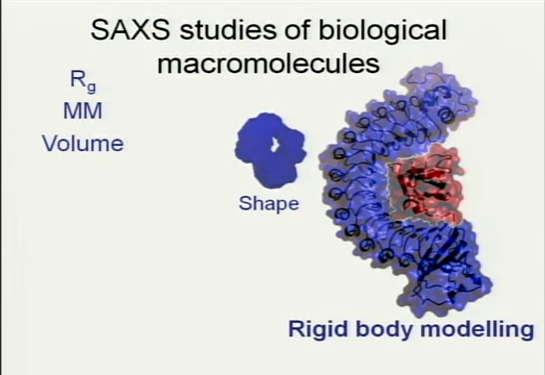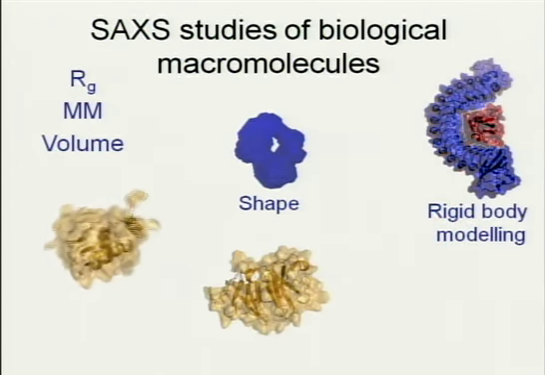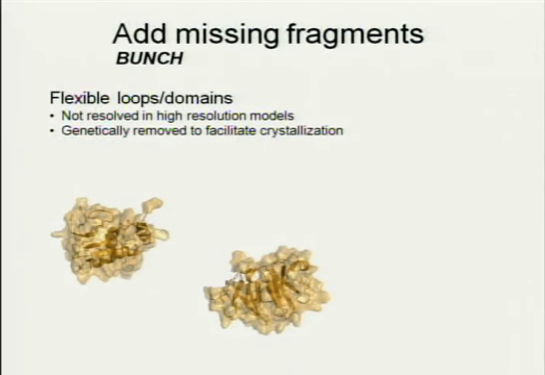So rigid body modeling is good when we have information about all the components of our complex of interest. However, very often there is only partial information available, and it is possible to add this partial information to the big picture. Sometimes flexible or semi-flexible loops or whole domains are not resolved in high-resolution models, or they are removed in order to make the protein crystallize. However, we can model these removed or missing parts using the program called BUNCH.